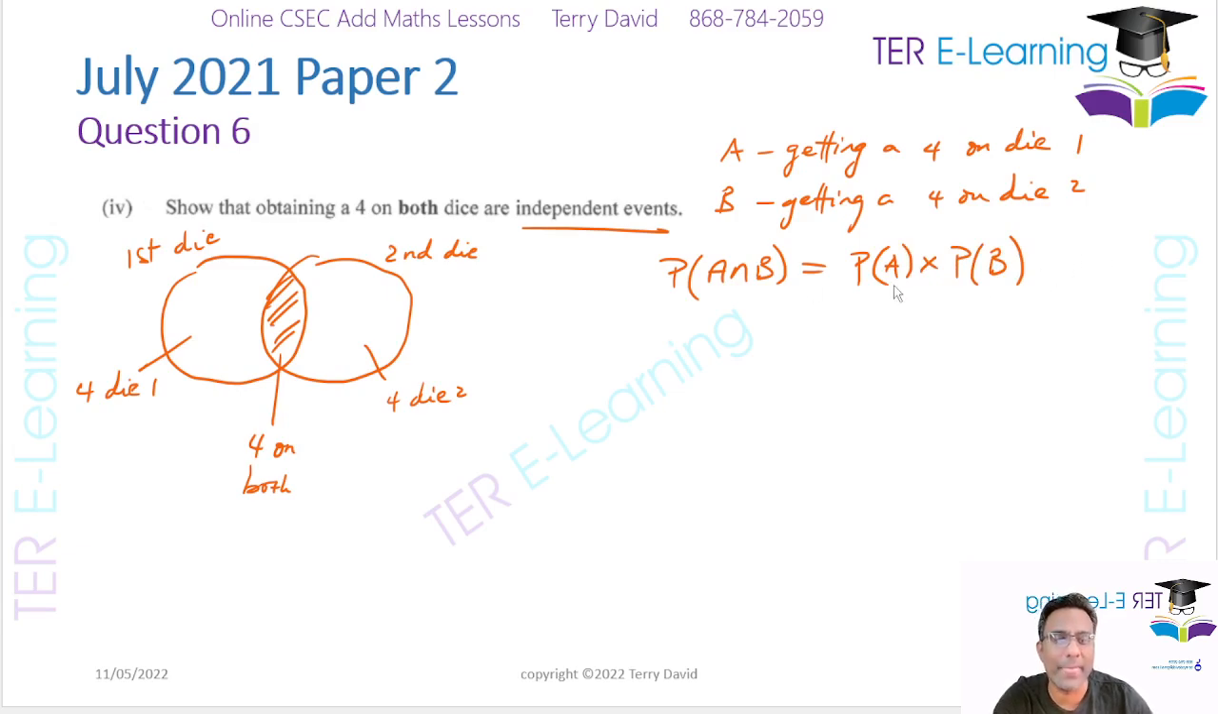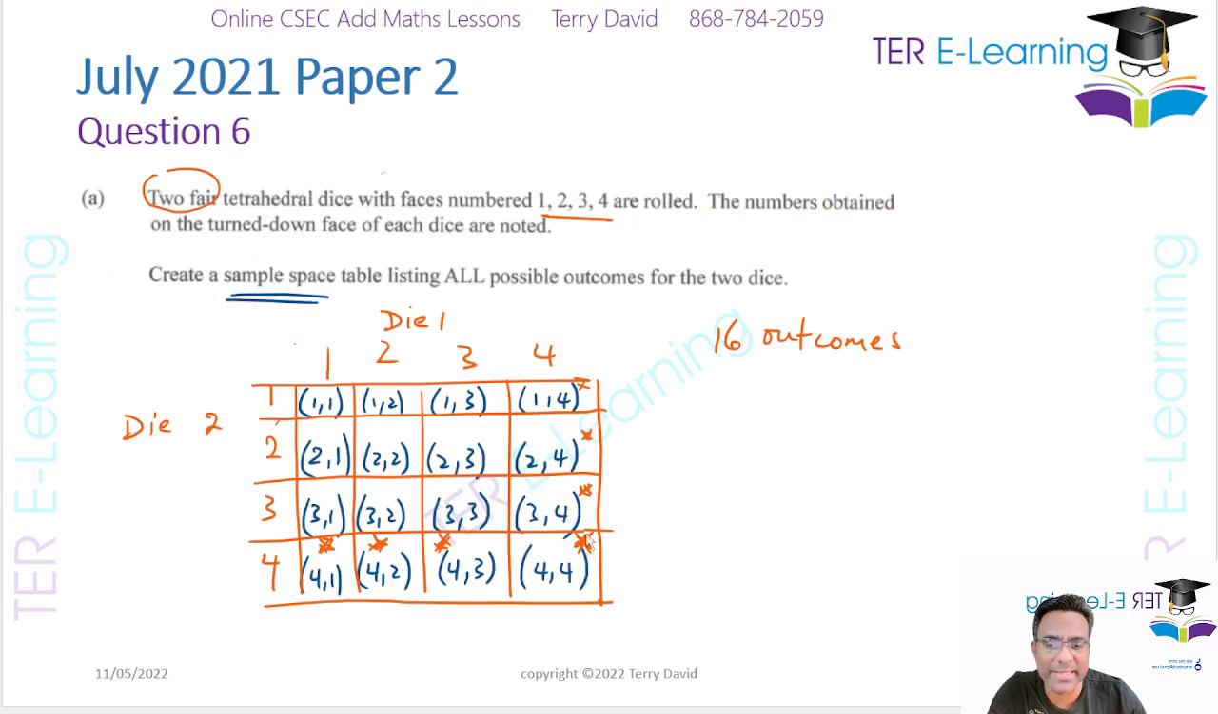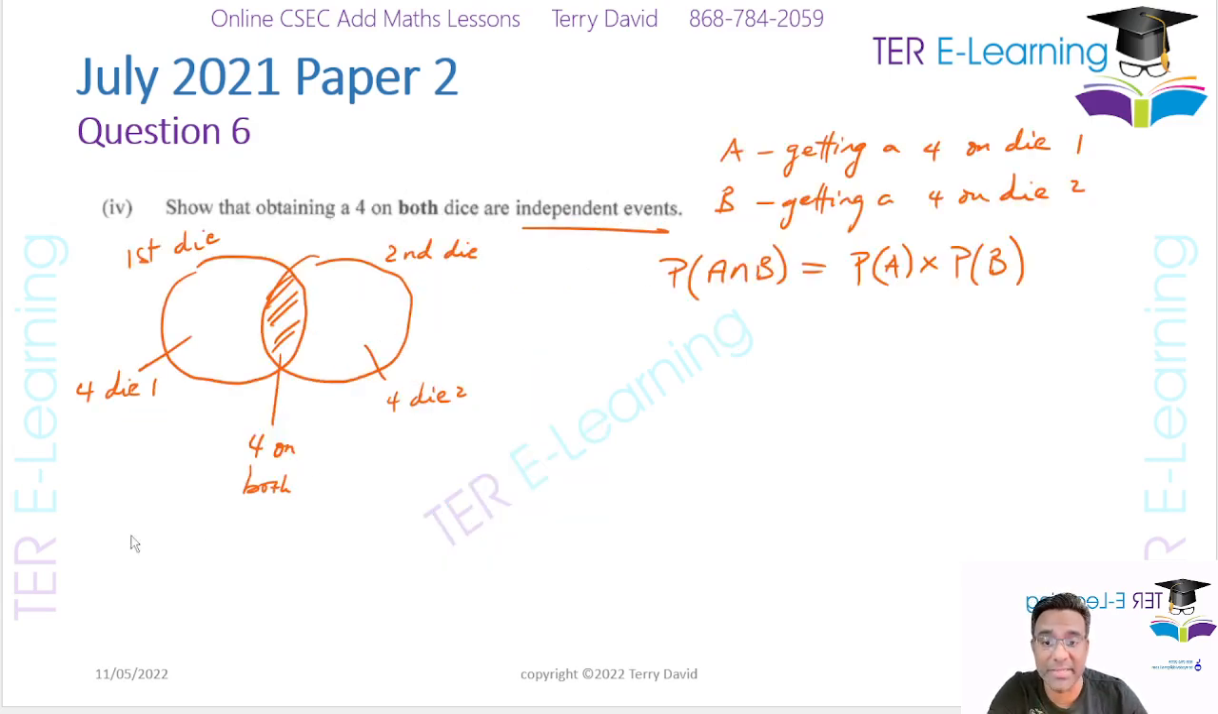We need to show that the probability of A multiplied by B is equal to the probability of the intersection of both of them. Now, the probability of both of them getting a 4: if you go back to your sample space, this here is the probability of both of them getting a 4. That's 1 over 16. So from the sample space, the probability of getting a 4 and a 4 is simply 1 over 16.